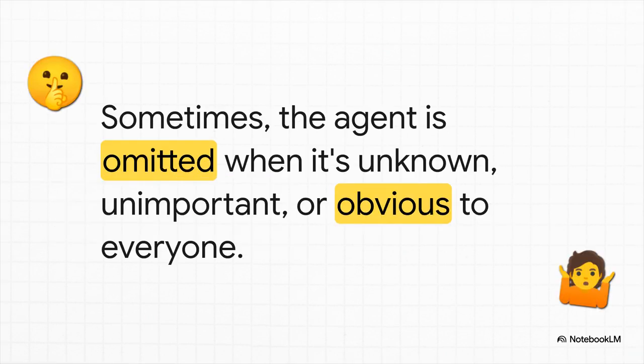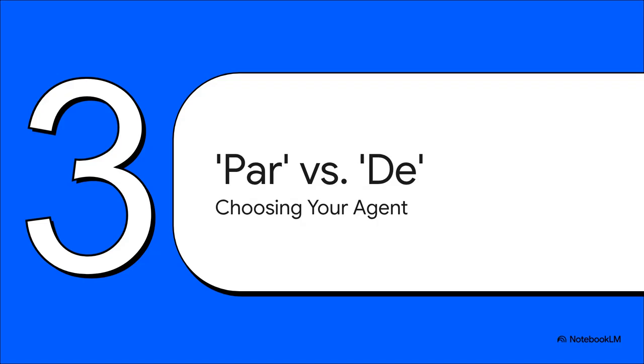Okay, but what if you have no idea who did the thing, or maybe it just doesn't matter? Think about it. If your bike gets stolen, you probably say, Mon vélo a été volé. My bike was stolen. You don't know by whom. Or, if a thief was arrested, it's pretty obvious the police did it, right? In those cases, you can just drop that whole par phrase entirely. Super useful.